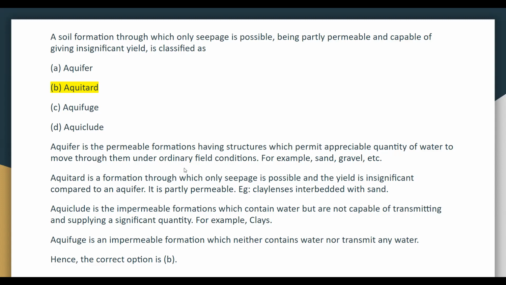An aquifuge is an impermeable formation. There is no possibility of storing or transmitting water. It can never transmit water, and you cannot take out water. Aquiclude is when there might be some vertical movement, but the transmitting capacity for water will be significantly less.